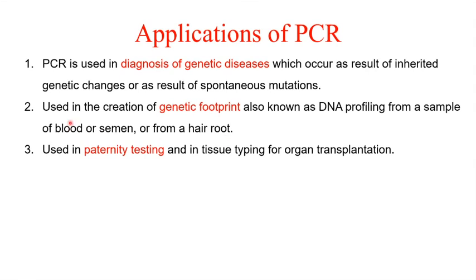The next application is that PCR is used in creation of a genetic footprint, also known as DNA profiling, from a sample of blood, semen or a hair root. PCR is the first choice for DNA fingerprinting. Criminal verification, identification of a person and cell contamination can be detected with DNA fingerprinting by using PCR technique. PCR technique is also used in paternity testing and in tissue typing for organ transplantation.